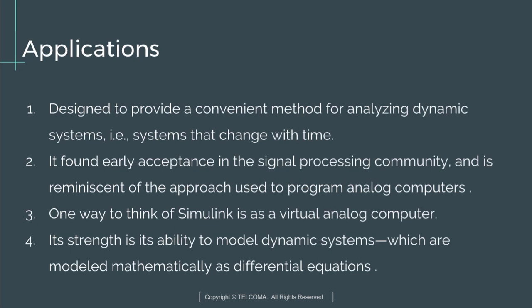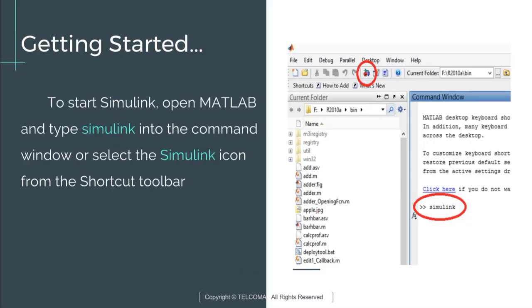Applications. It is designed to provide a convenient method for analyzing dynamic systems, that is, systems that change with time. It found early acceptance in the signal processing community and is reminiscent of the approach used to program analog computers. One way to think of Simulink is as a virtual analog computer. Its strength is its ability to model dynamic systems, which are modeled mathematically as differential equations.